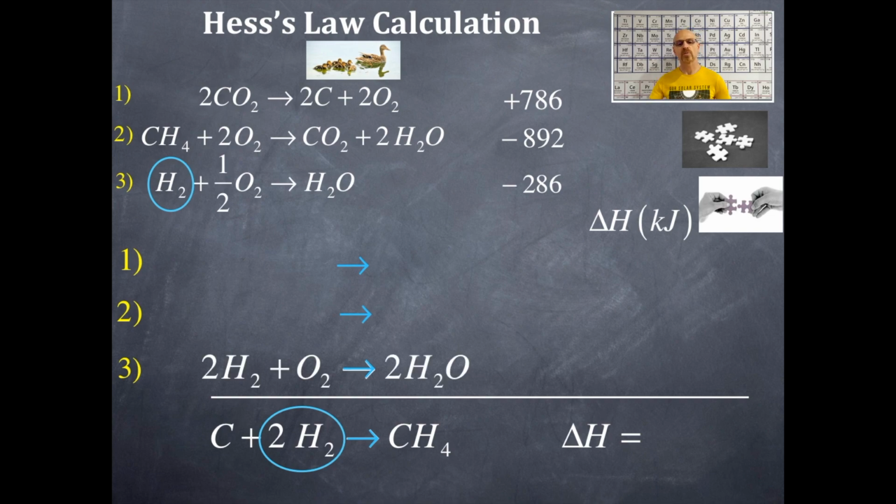When I multiply equation number 3 by 2, I get the equation rewritten as 2H2 plus O2 yields 2 waters. Now, what do I do to the numeric value in kilojoules? That negative 286, I'm going to multiply by 2, and that's why I get the negative 572. Now I've got the hydrogen taken care of. Now I'm going to look at something else on this equation. I'm going to take a look at the CH4.